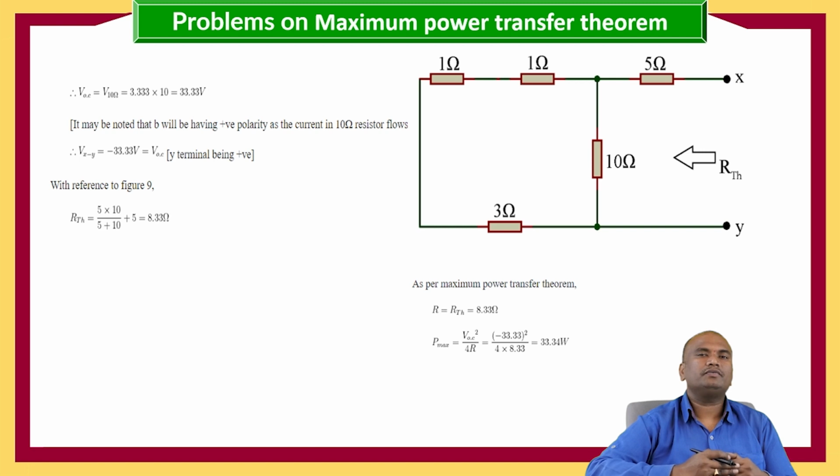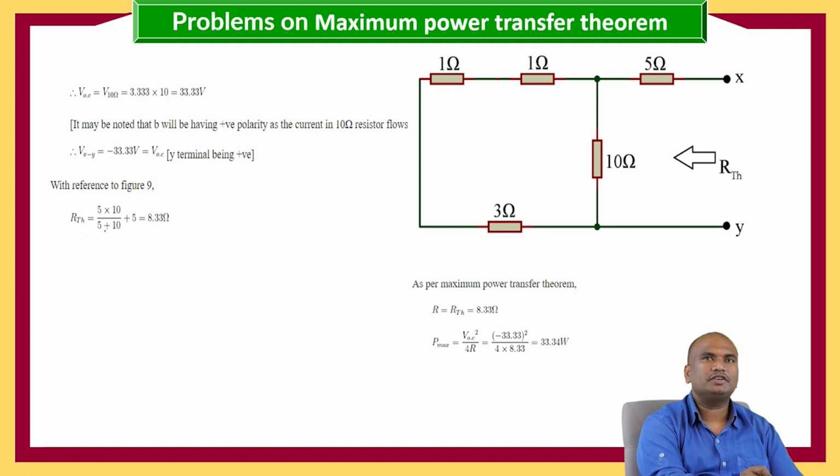So the internal impedance of a voltage source is 0 under ideal conditions. So 0 means it is like a short circuit. Now if you see here, this voltage source is made short circuit. Now if you see the circuit from these X and Y terminals, we can say this 1 ohm, 1 ohm and 3 ohms are connected in series, and that combination is in parallel with the 10 ohms. And this total parallel combination is connected in series with the 5 ohms.